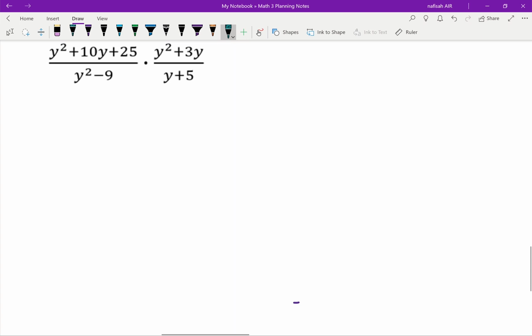I look for GCF first. This right here has a GCF. The second numerator has a GCF of y, so that turns into a y plus 3. Nothing else has a GCF I can take out. The second thing I'm going to look for is difference of squares. I have a difference of squares in the first denominator. So this turns into a y plus 3, y minus 3. Don't have any more difference of squares. This stays itself because it's not GCF, it's not difference of squares.